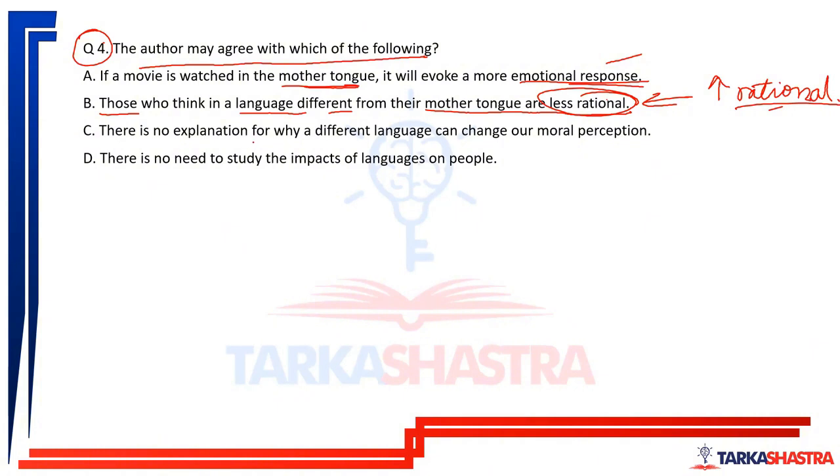See, there is no explanation for why a different language can change our moral perception. They have actually given two explanations. So no, there is no need to study the impacts of language on people. The entire passage is about the study of impact of language on people and their thought process. So obviously the author is not going to agree with this. So the correct answer should be A, right?